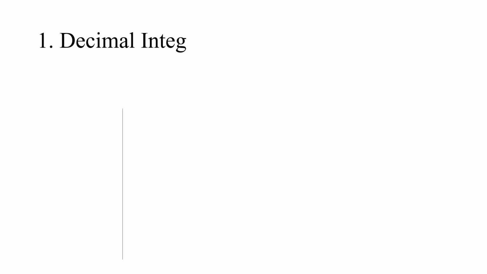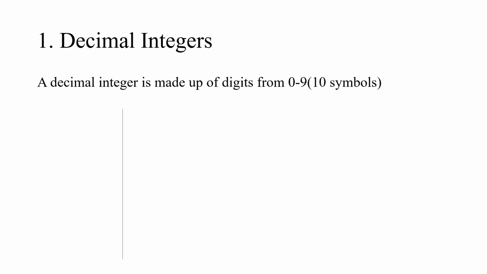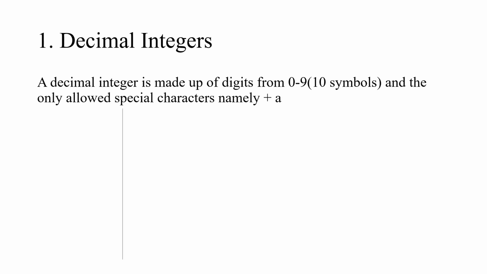Decimal integers. A decimal integer is made up of digits from 0 to 9, 10 symbols, and the only allowed special characters, namely plus and minus. Plus 789, minus 5,634, 239. These are valid integers.